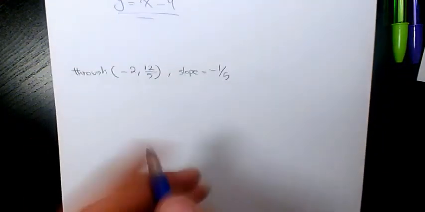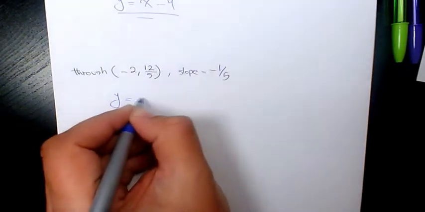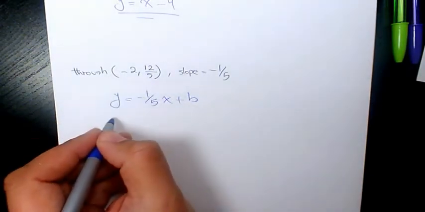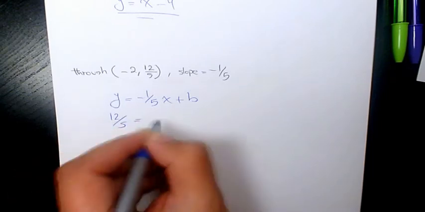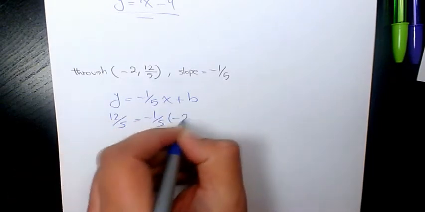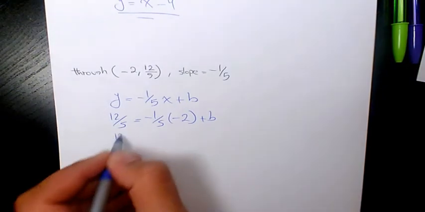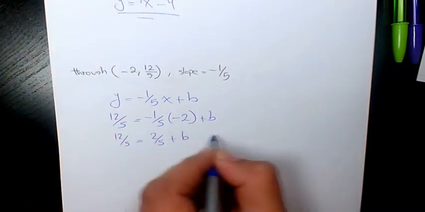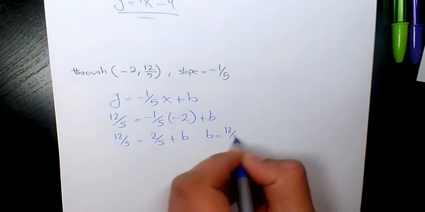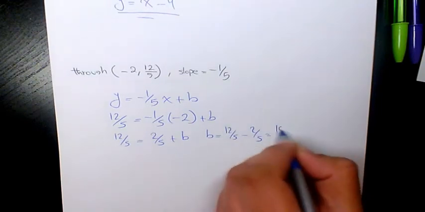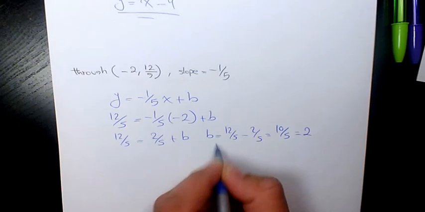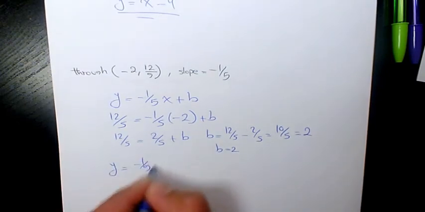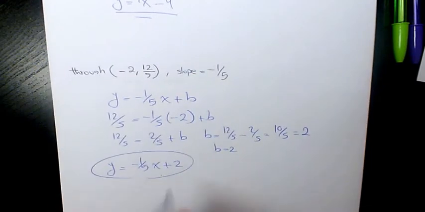Then we have y equals negative 1 over 5x plus b. We sub the numbers, 12 over 5 equals negative 1 over 5 times negative 2 plus b. So we have 12 over 5 equals 2 over 5 plus b. So b will be 12 over 5 minus 2 over 5, that will be 10 over 5 or 2. So b is 2, and we have y equals negative 1 over 5x plus 2. That's the equation of the line.